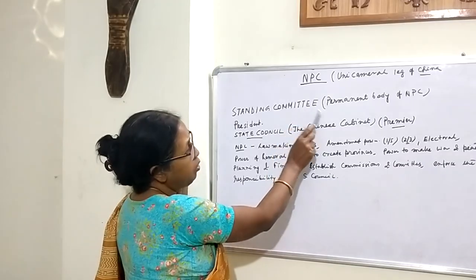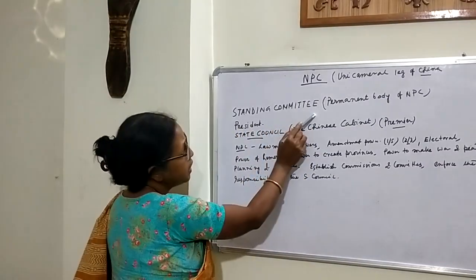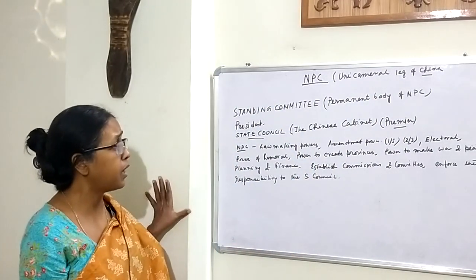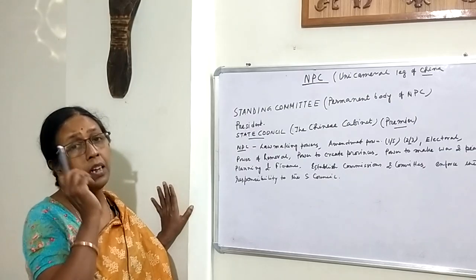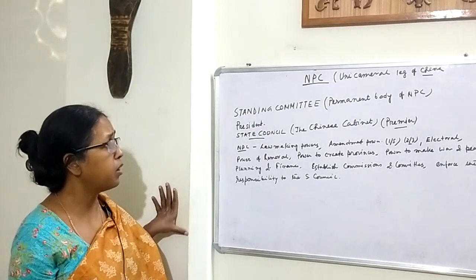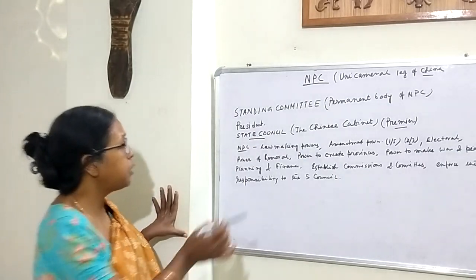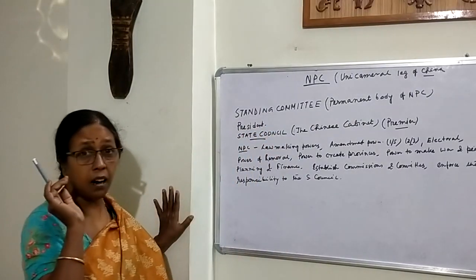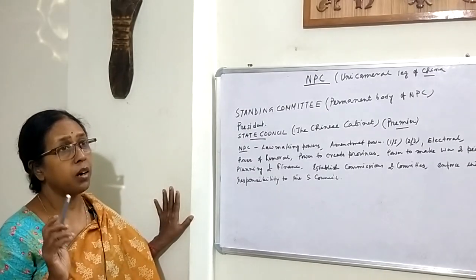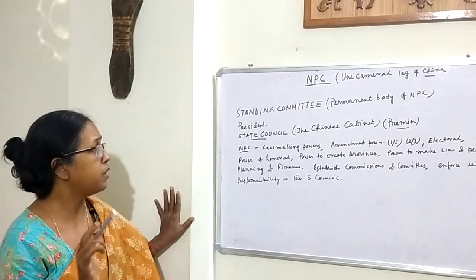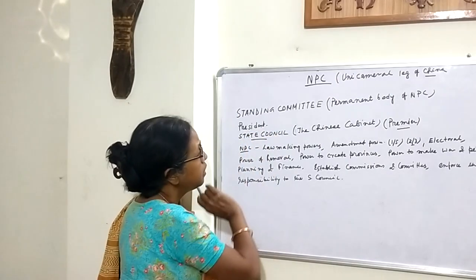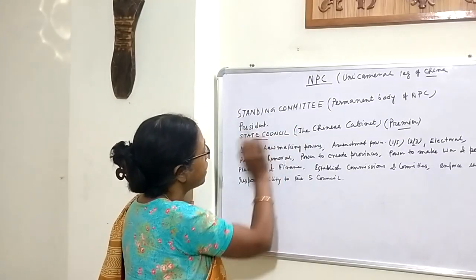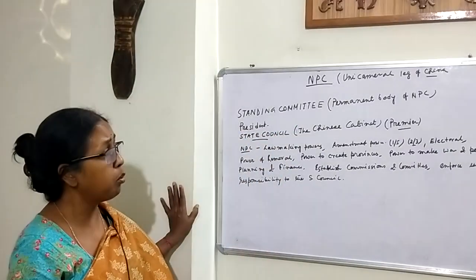the standing committee of the NPC. That means the standing committee is the permanent body of the NPC, National People's Congress. That type of organization is not visible in our country or in America or in England. This is peculiar to China, and this type of committee existed in earlier Soviet Russia, but now it exists in China, and it is known as the permanent body of the NPC.